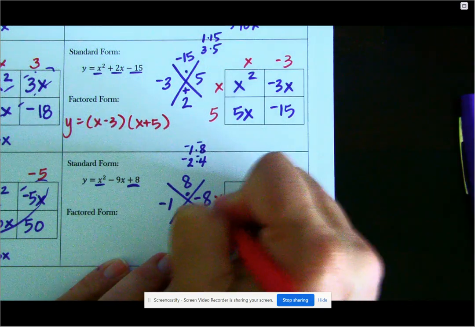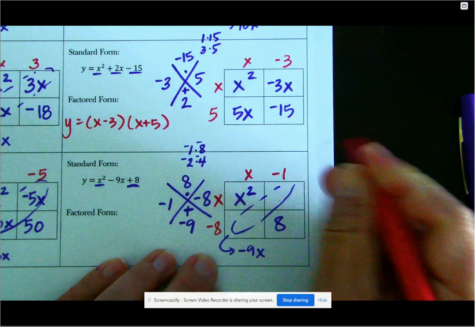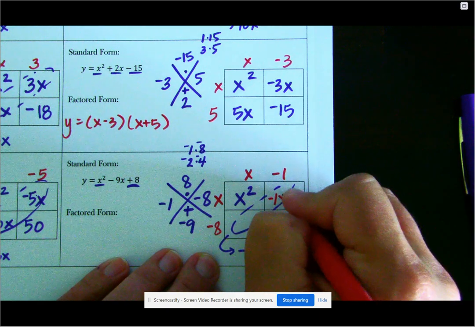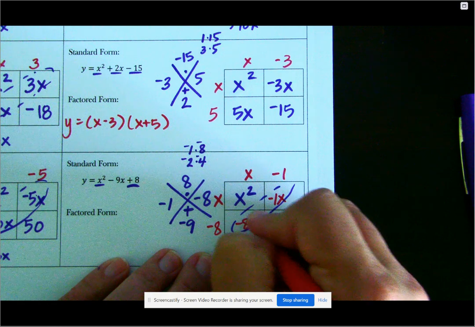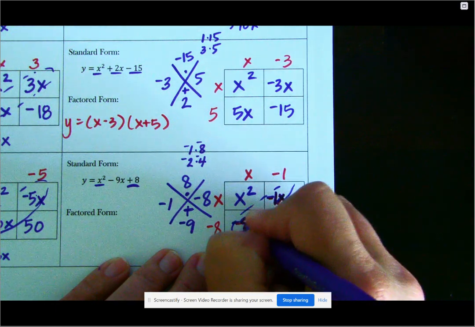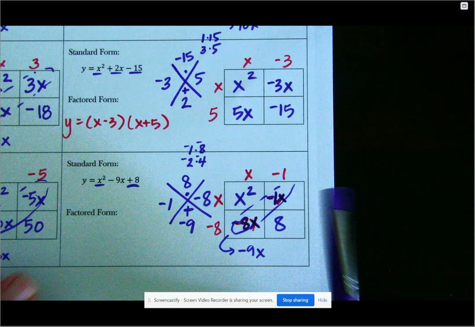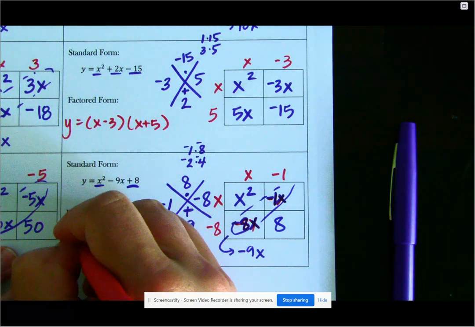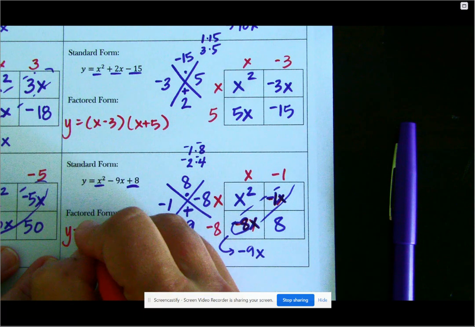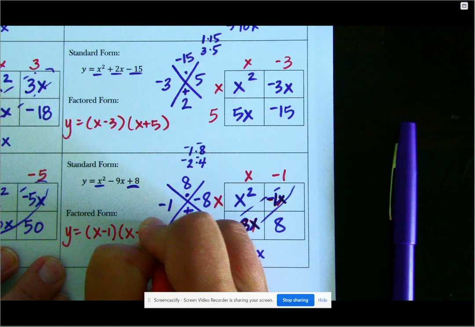Let me get the x's out there. Negative 1, negative 8. And then you have negative 1x, negative 8x. Oh my gosh, that was supposed to be purple. Okay. All good, all good. So then we have y equals x minus 1 times x minus 8.